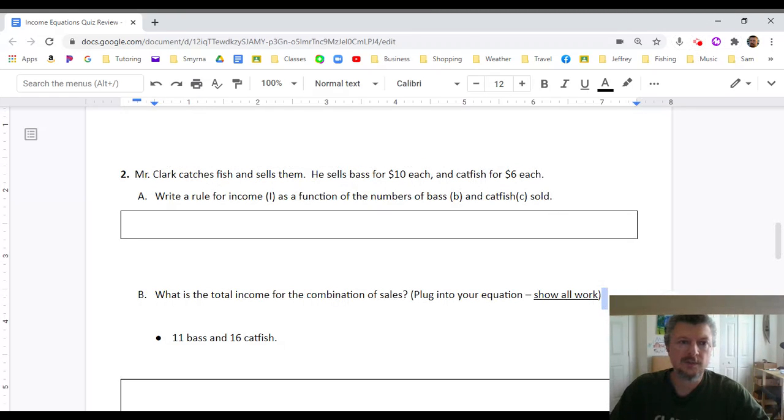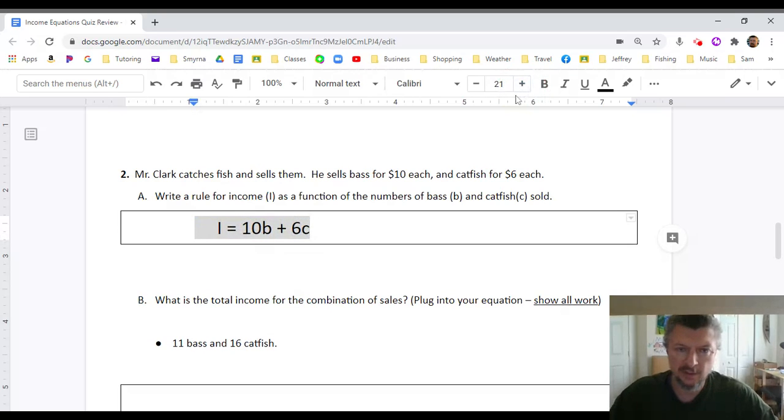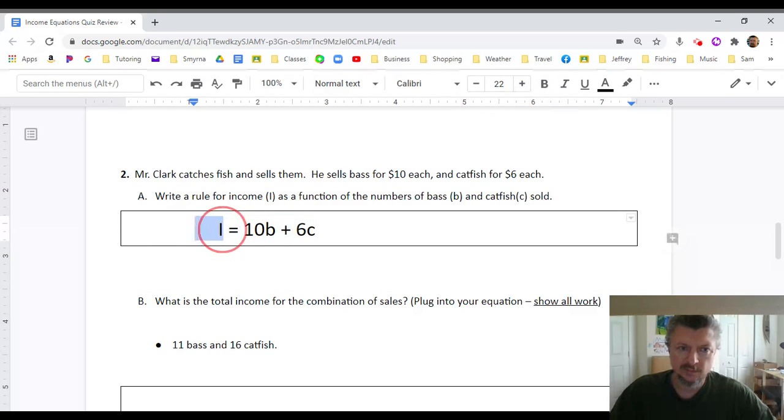All right, number two, Mr. Clark catches fish and sells them. He sells bass for $10 each and catfish for $6 each. So we need to write a rule. So the money Mr. Clark makes, the income is $10 times the number of bass plus $6 times the number of catfish. So there's the rule. The income is the money that Mr. Clark makes, and B is bass, C is number of catfish.